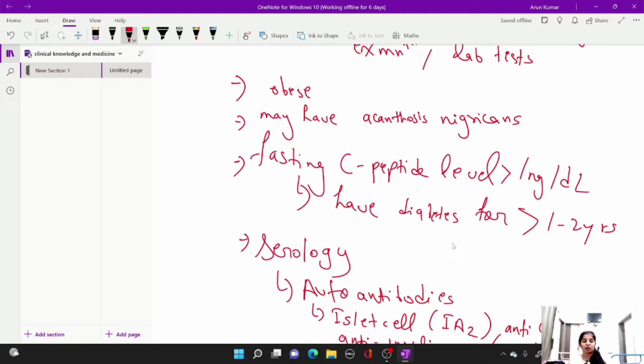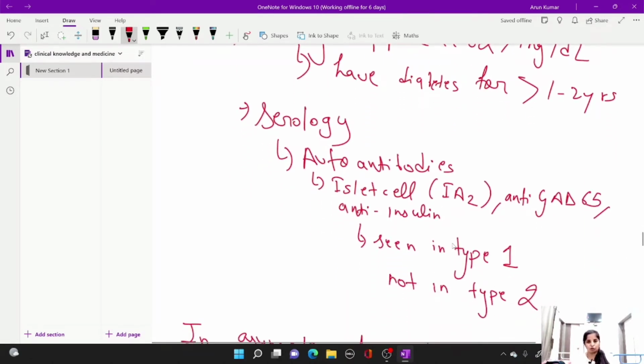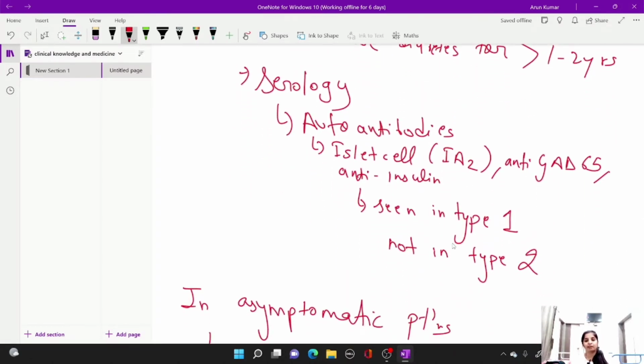Then we will check for lab findings. We can have a fasting C-peptide level, which will be more than 1 nanogram per dl, and they might have had diabetes for more than 1 or 2 years. Then serology: autoantibodies like islet cell, anti-GAD65, and anti-insulin antibodies will not be seen in type 2 patients, but are seen in type 1 patients.